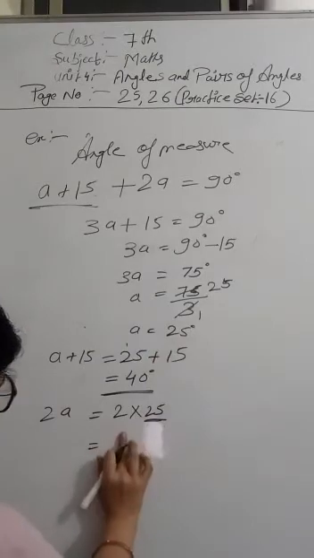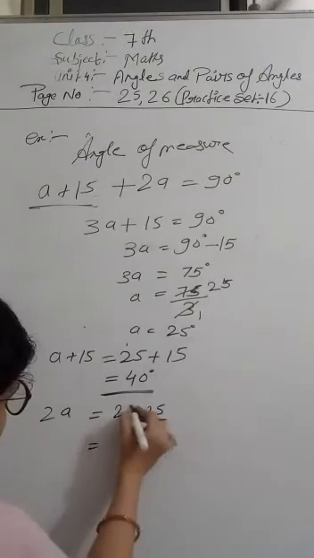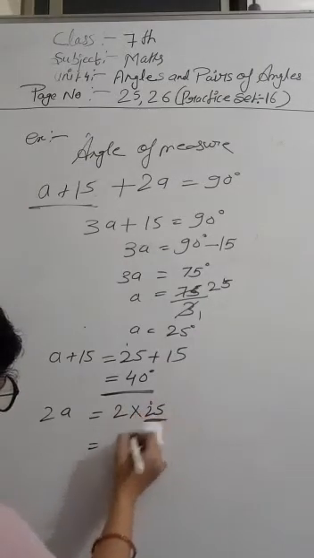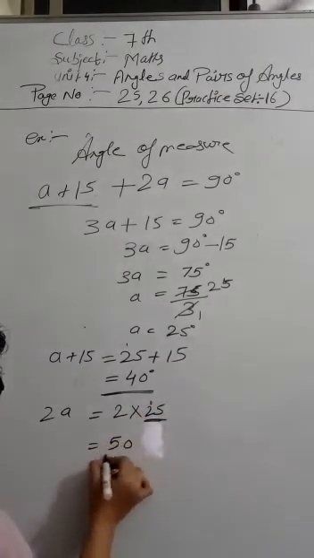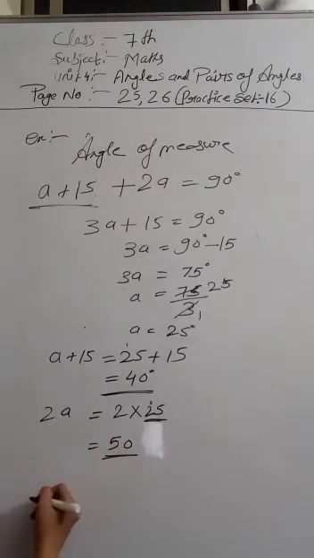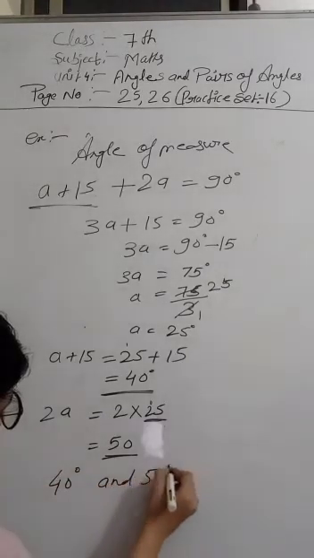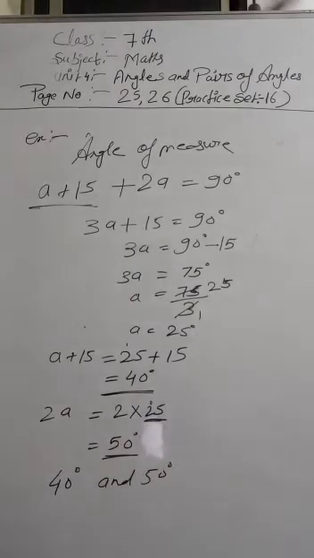Okay, now we will multiply 2 times 25. 2 5s are 10, 2 2s are 4 and 1 more, so here is 50. Okay, so our answer is 40 degree and 50 degree. Okay, clear? This is example number 2. Now we will do our practice set 16, which all depend on this example.